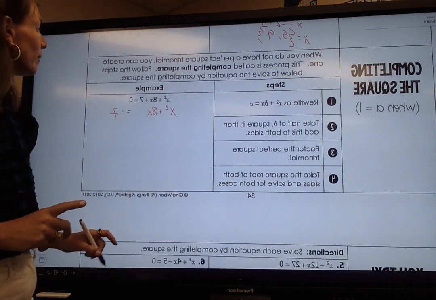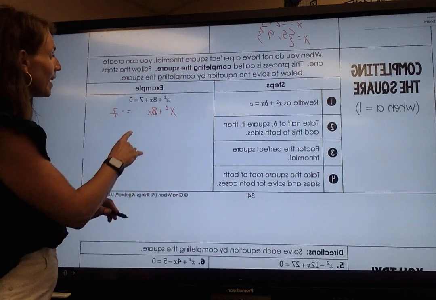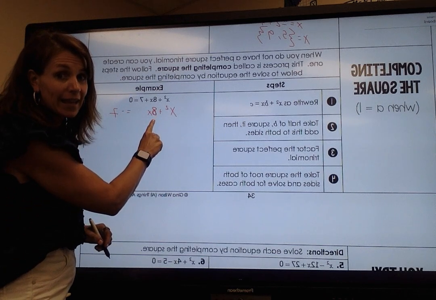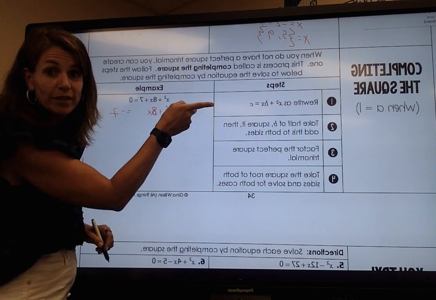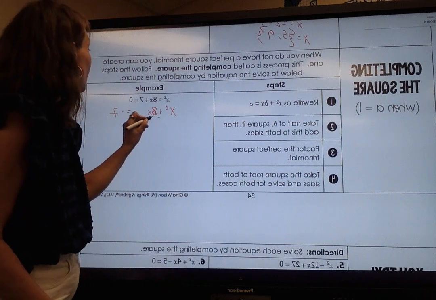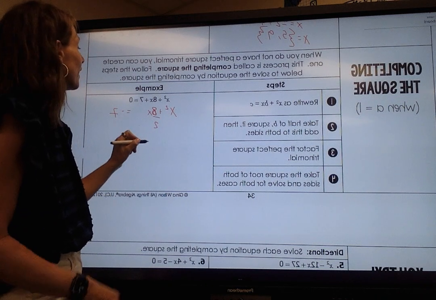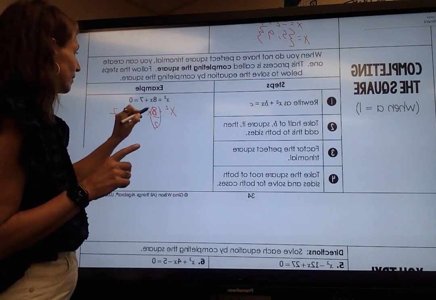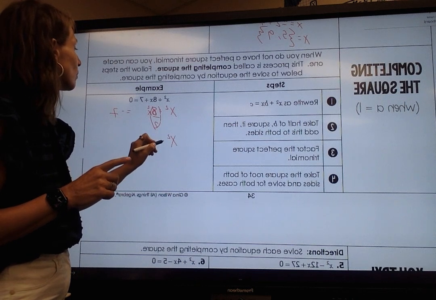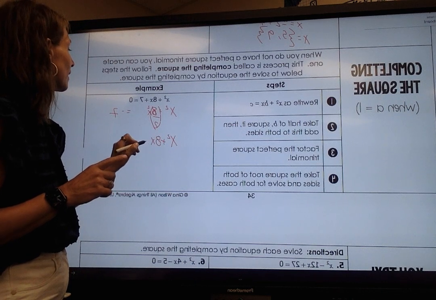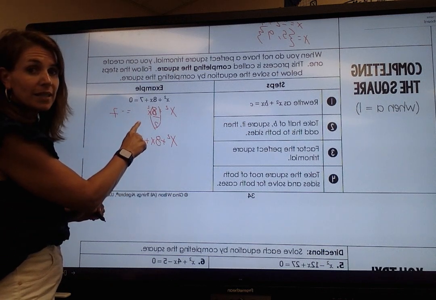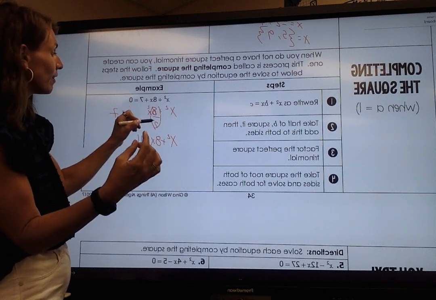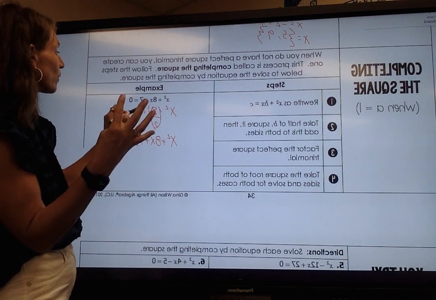And how do I do it? I take half of this 8, which is 4, and I square it. 4 squared is 16. So I'm halving 8, and then I'm squaring it, right? So I get x squared plus 8x plus 16. That's how I'm getting 16. Because I'm halving it, 8 divided by 2 is 4, 4 squared is 16.